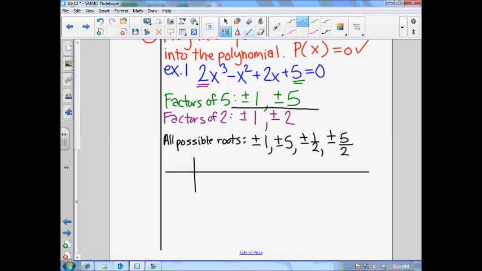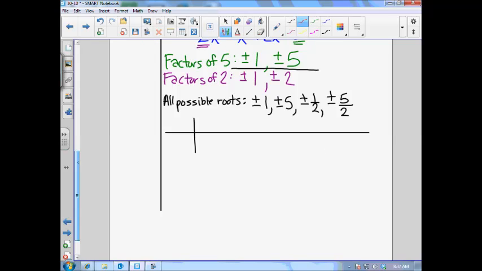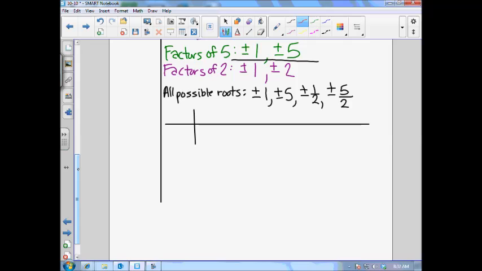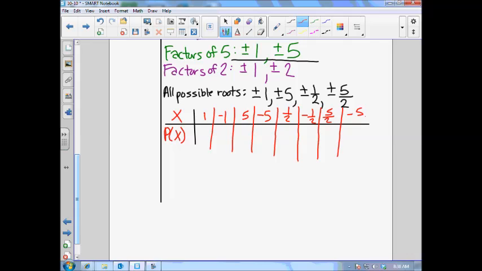Okay, so we need to plug in, because the last step was plug them in. Sometimes we do a table vertically, sometimes horizontally. Because of space, I'm going to choose to do it horizontally. We need to plug in all 8. We'll plug in 1, negative 1, 5, negative 5, 1/2, negative 1/2, 5/2, and negative 5/2.